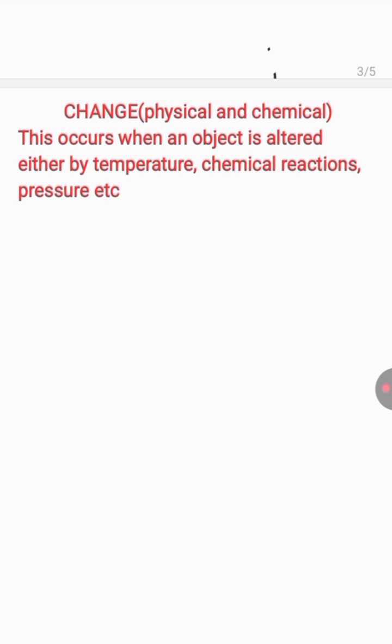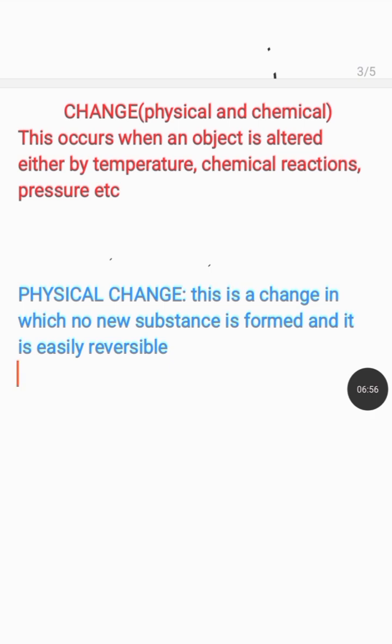Now let us look at the different types of change, both physical change and chemical change, and their examples. A physical change.